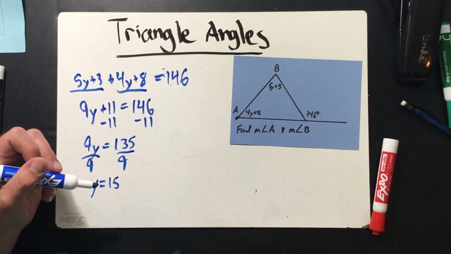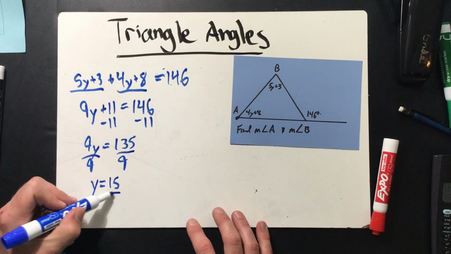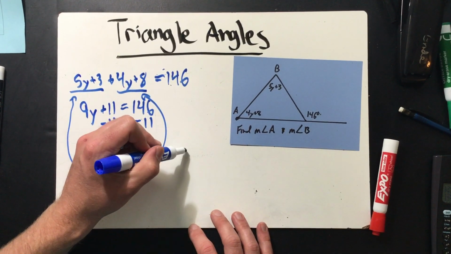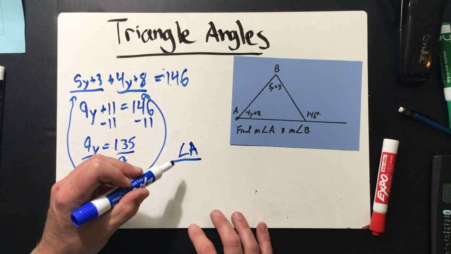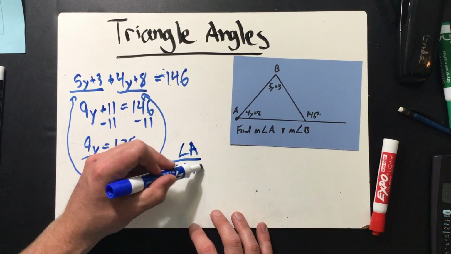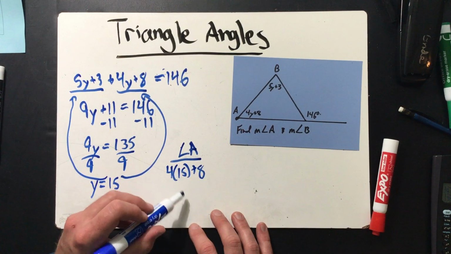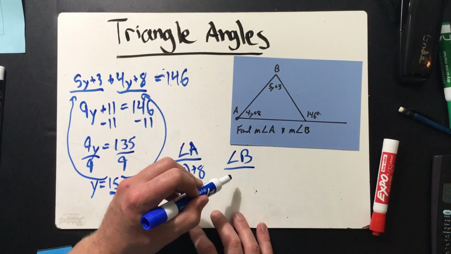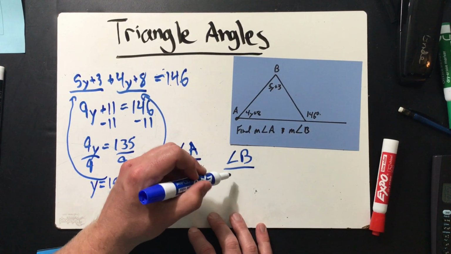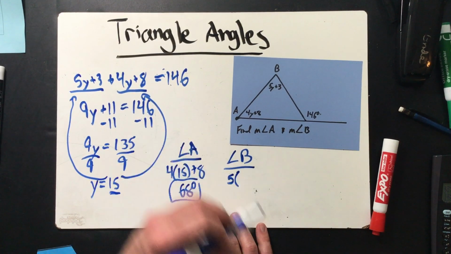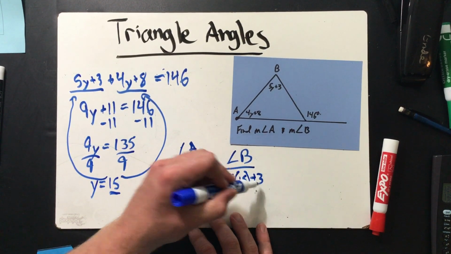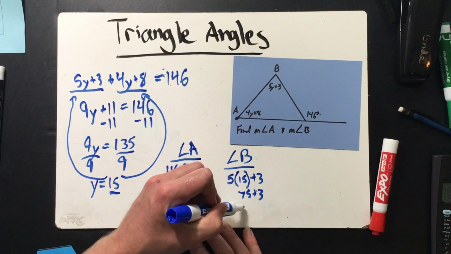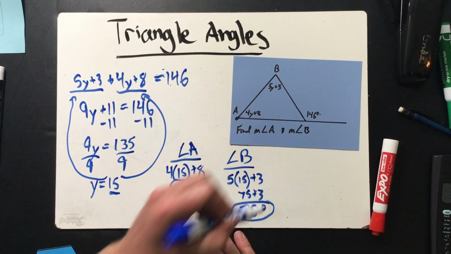Again, feels like the answer, but it's not the answer. I need to take this 15 and plug it back into this expression and that expression. So, measure of angle A is going to be 4 times 15 plus 8. 4 times 15 is 60, plus 8 is 68. The measure of angle B is going to be, very good, 5 times 15 plus 3. And so that's 75 plus 3 for 78 degrees.